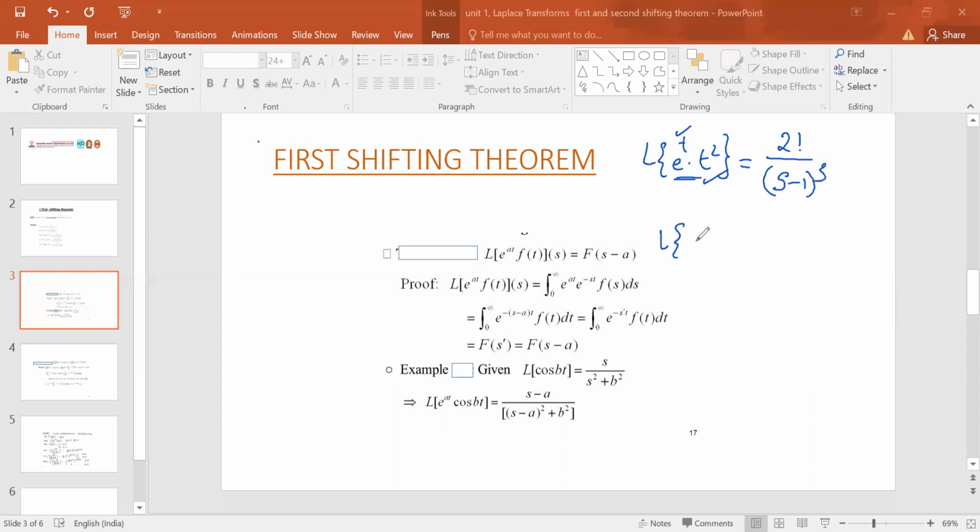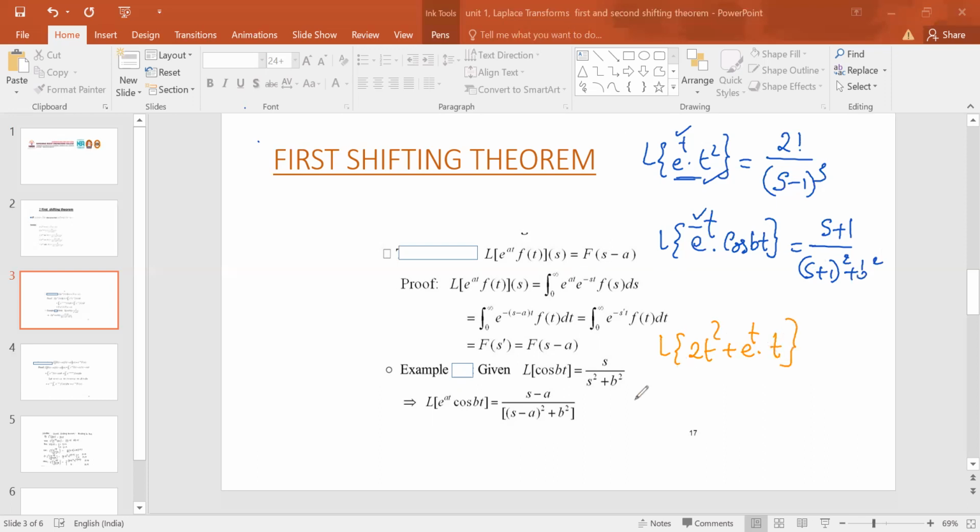Similarly, Laplace transformation of e power minus t into cos bt is equal to s plus 1. Why? Because here we have minus 1. So s plus 1 divided by s plus 1 whole square plus b square. Okay. So similarly, Laplace transformation of 2t square plus e power t into t.